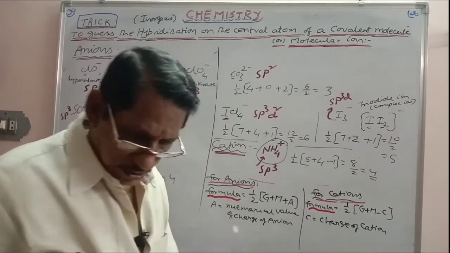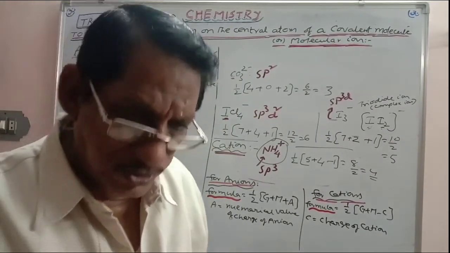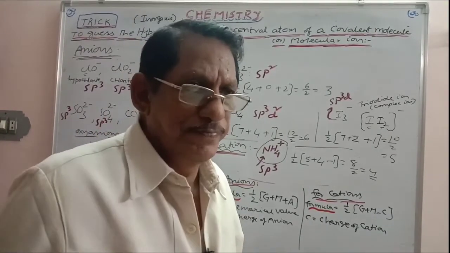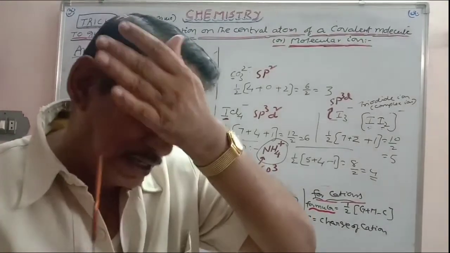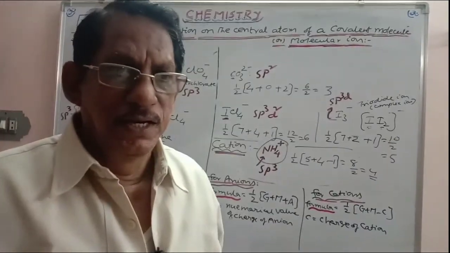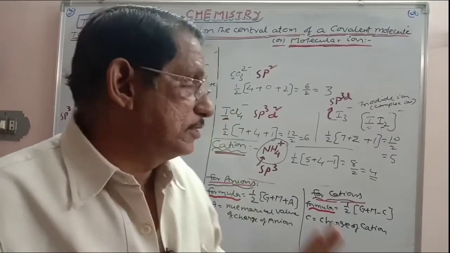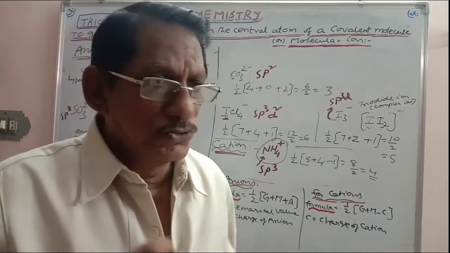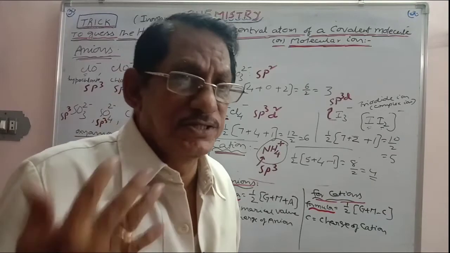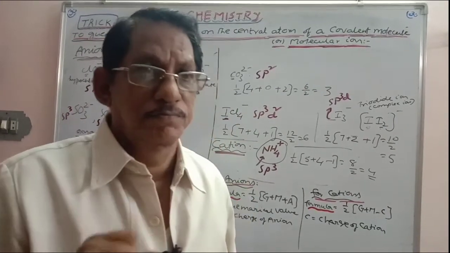Okay? In this way, when you take examples for anions, examples for cations, examples for neutral molecules, take the central atom, write the formula, substitute the values, get the number. Based on that number, you can easily guess the hybridization. Up to this extent, guessing hybridization is very easy. This is the first part of hybridization. This is the super trick by which you are able to guess the hybridization easily. After guessing hybridization, you have to know the predicted structure.